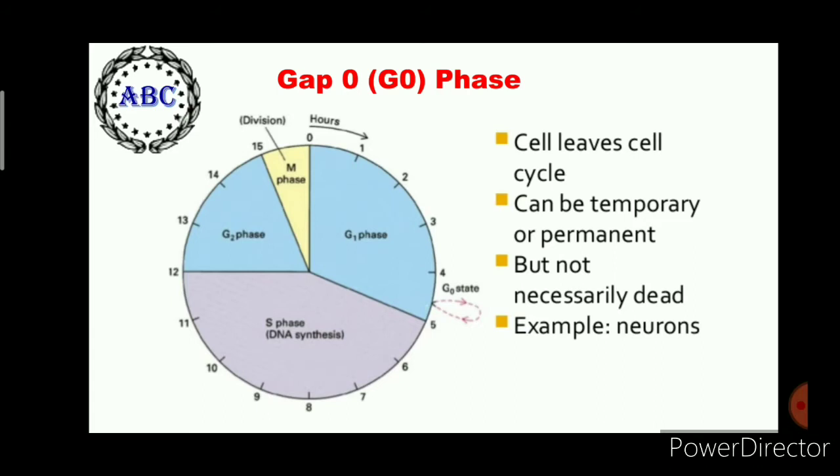G0 phase is one in which the cell leaves the cell cycle. It can be temporary or permanent, but not necessarily dead. The best examples are neurons, which come in the G0 phase.